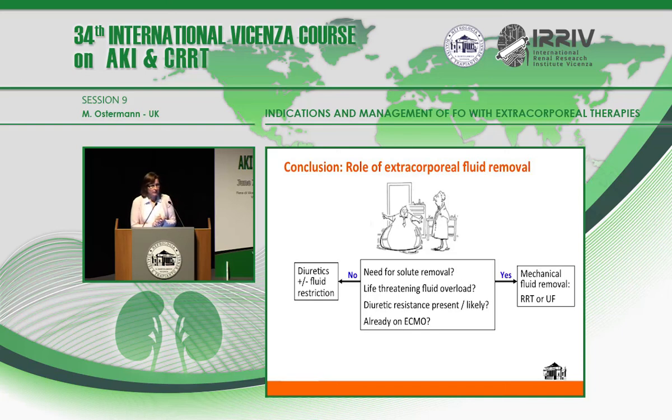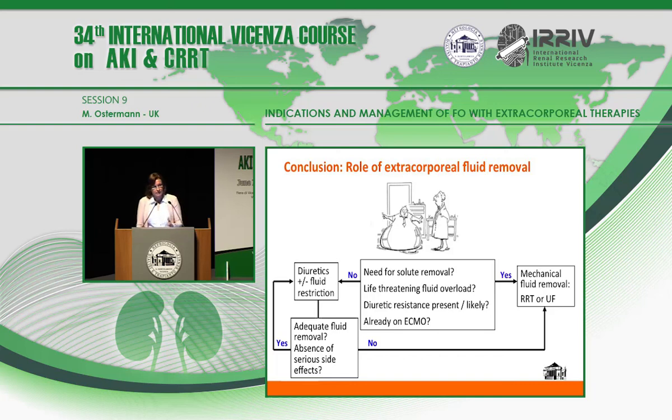So in summary, ADQI 12 concluded that there was a role for extracorporeal therapy in the management of fluid overload. And it actually formed a key component, in particular in those patients who fulfilled any of the criteria as listed here in the middle. So the need for additional solute removal, because diuretics do not do that, where they are at risk of life-threatening complications, simply because you may not be able to afford to wait. If the diuretics don't work, then there will be a delay and patients will become even more fluid overloaded. And in the context of diuretic resistance, either present or likely.